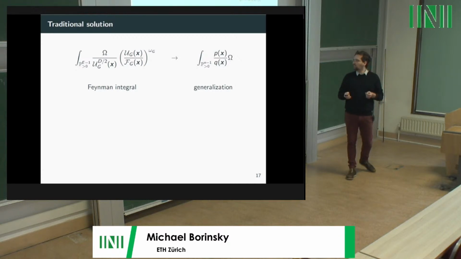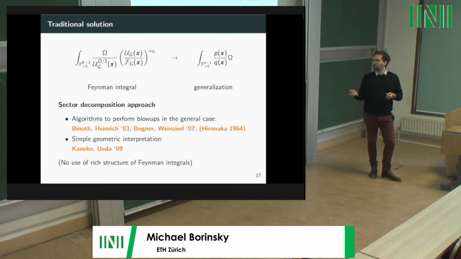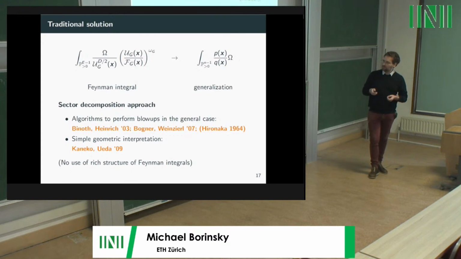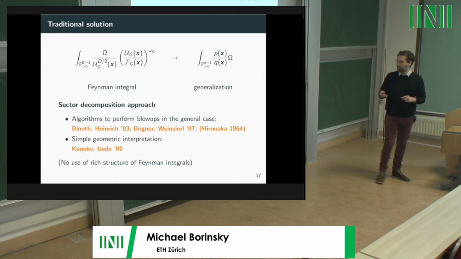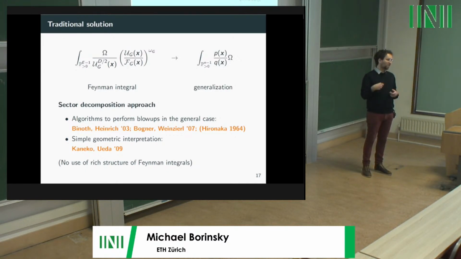But say we just have completely general polynomials here on the right-hand side. Then one can deal with this via a traditional approach called sector decomposition. This is a systematic way to perform these blow-ups of these algebraic integrals. It was pioneered by Binoth and Heinrich, and later improved by Bogner and Weinzierl, who actually realized that this was a very algebraic geometric problem. And there's actually an algorithm by Hironaka that dealt with this problem in a completely general case. Later there was also a simple geometric interpretation by Kaneko and Ueda that I want to mention. But no use of the structure of the Feynman integrals happened on this side.